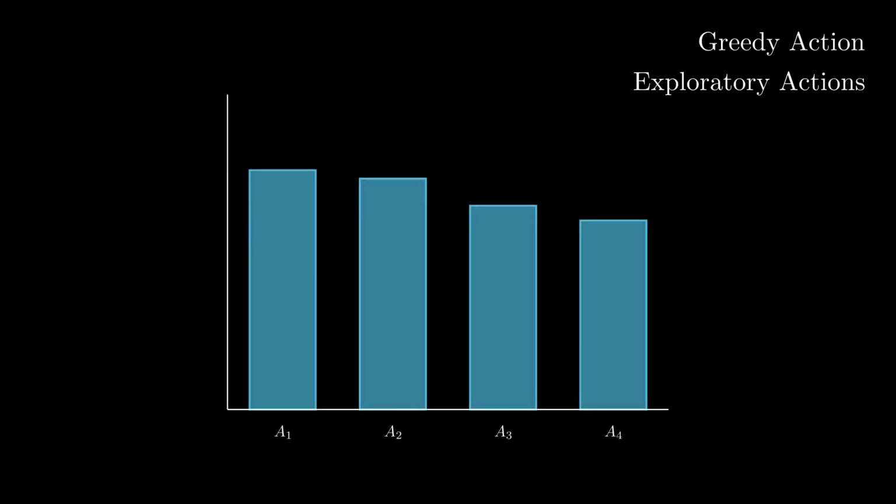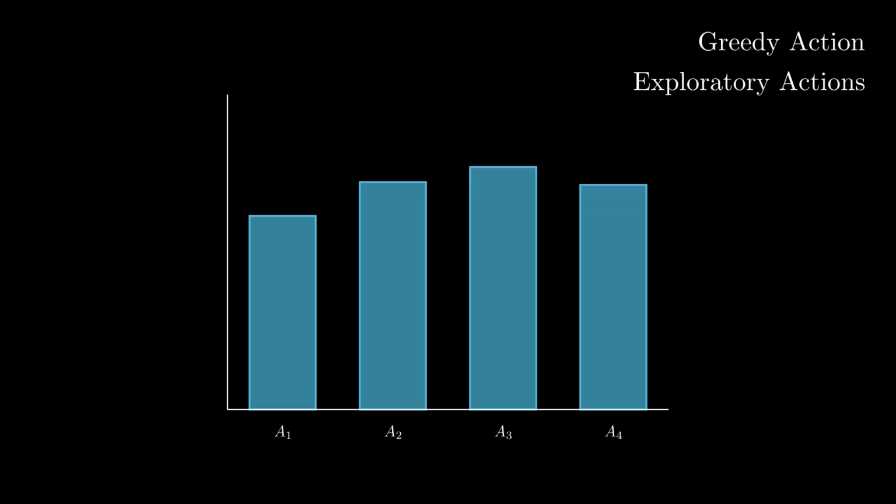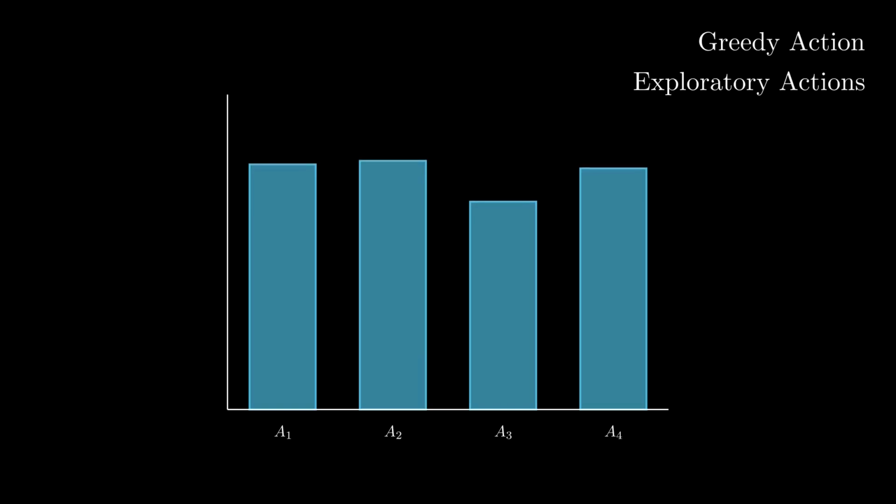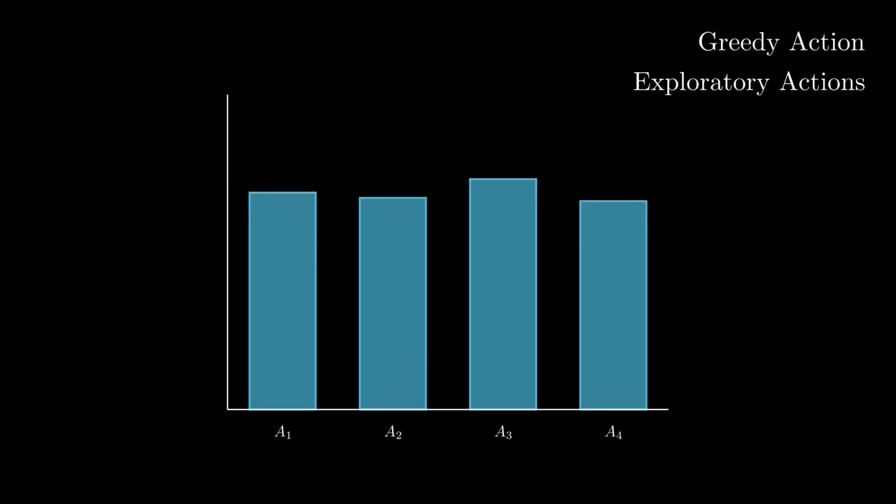At each time step, the action with the highest estimated value is the greedy action. However, always choosing greedy actions risks missing out on better rewards. This leads to the exploration-exploitation trade-off. Exploitation focuses on maximizing immediate rewards by selecting the greedy action, while exploration involves trying other actions to gather information and improve long-term outcomes. Balancing these strategies is the essence of reinforcement learning and the multi-armed bandit problem.